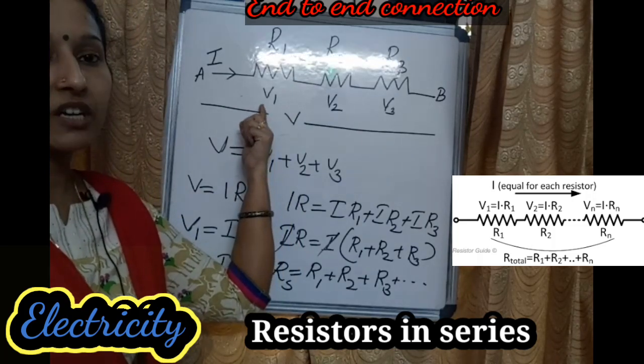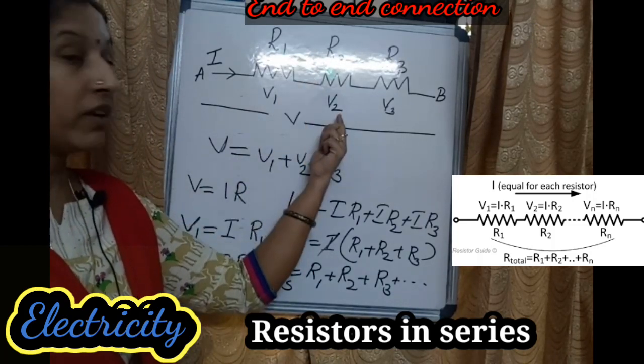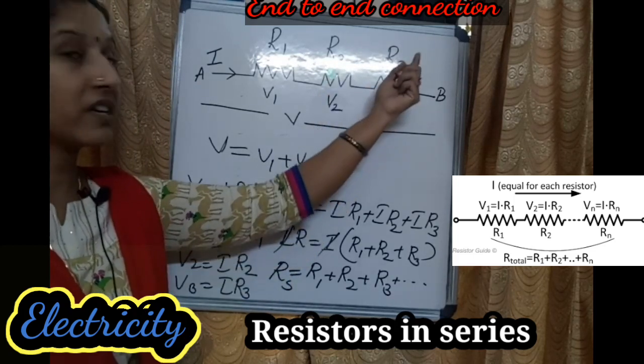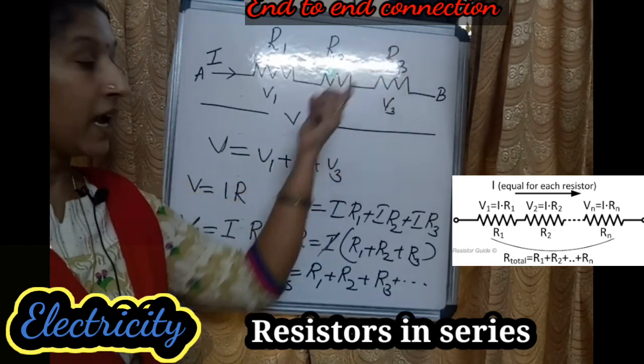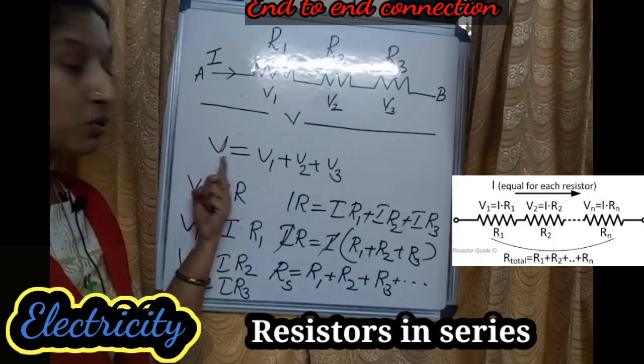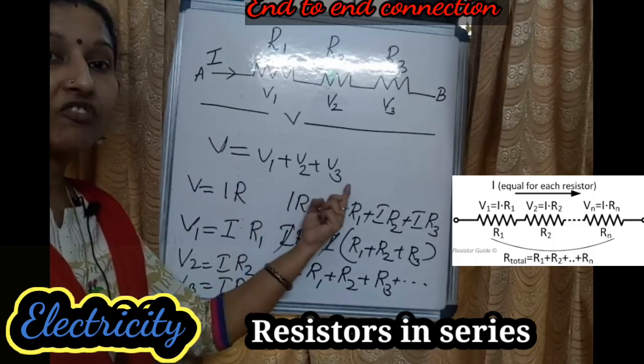V1 is the potential difference across the resistor R1. V2 is the potential difference across the resistor R2. And V3 is the potential difference across the resistor R3. It is observed from the experiment that V equal to V1 plus V2 plus V3.